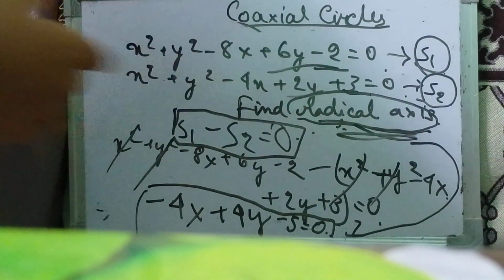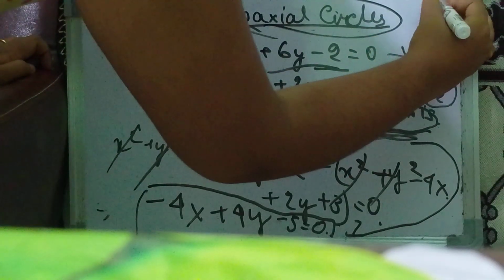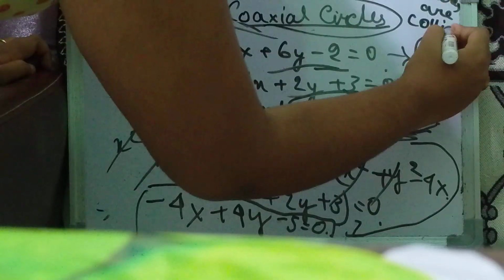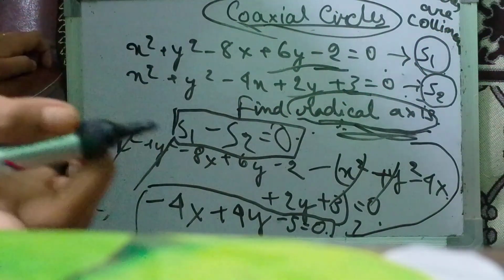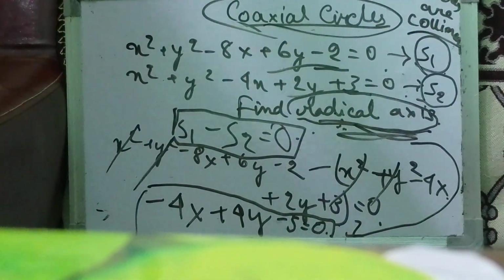And here the centers are also collinear. In coaxial circles, centers are collinear. I hope you know what collinearity is. So the centers are collinear.